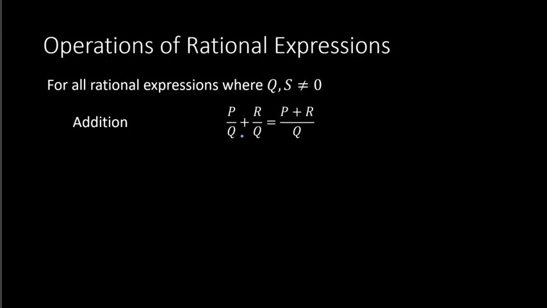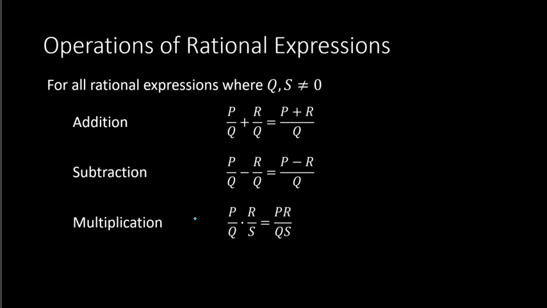So if you have p over q plus r over q, they have a common denominator, so I can add the numerators to get p plus r on the top, and then q would be your denominator. Same thing with subtraction, so we can replace the plus sign with the minus sign, and we have now p minus r over q. So the same principle applies for addition as it does for subtraction.